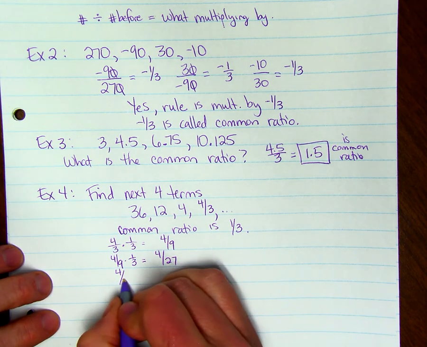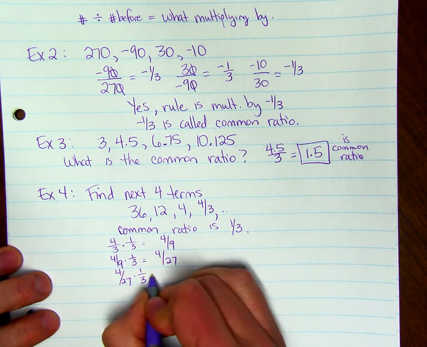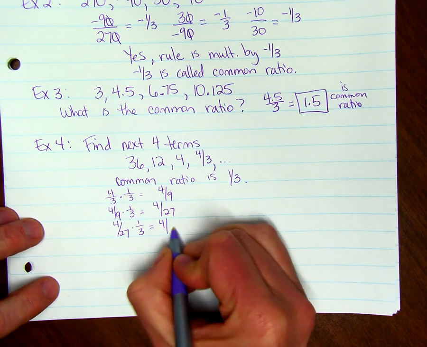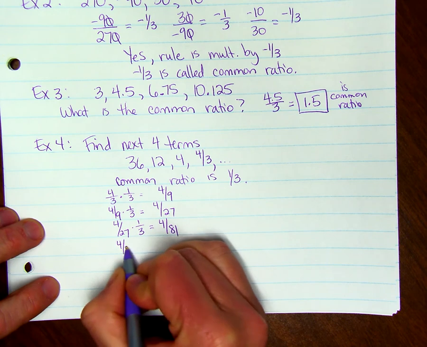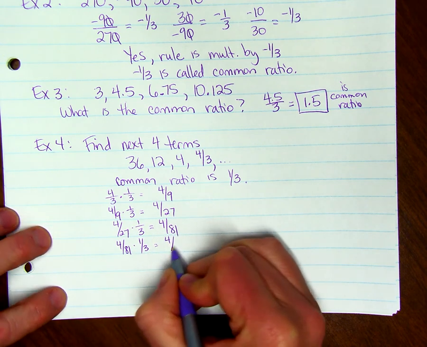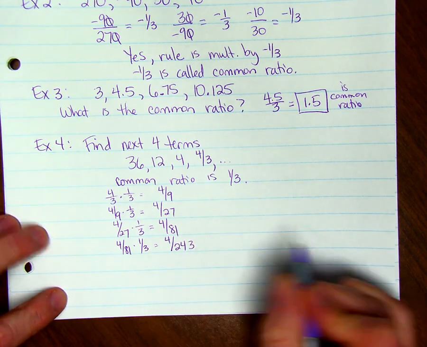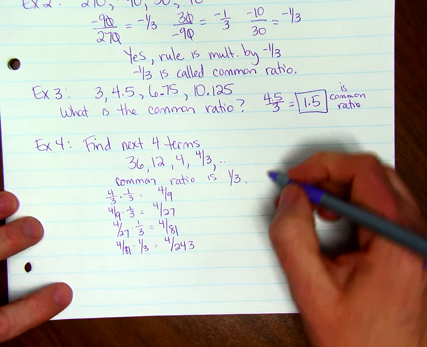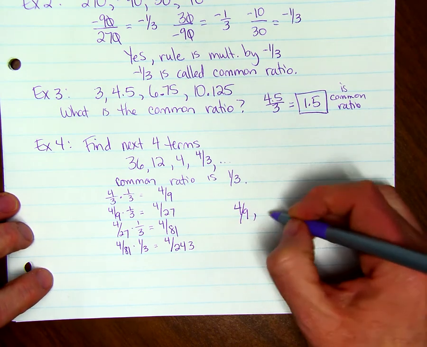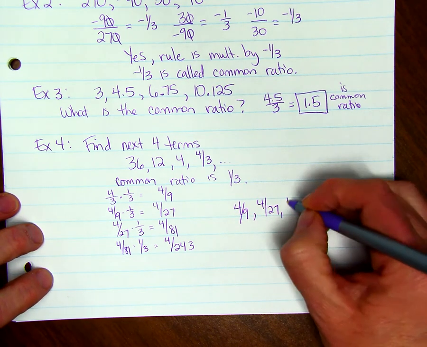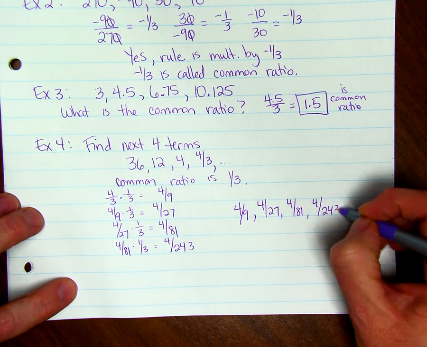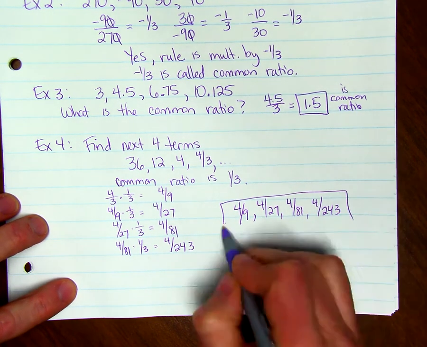Then we take 4/27 and times it by 1/3, and we get 4/81. Then we take 4/81 and times it by 1/3, and that's 4 divided by 243. So the next 4 terms are, we'll put our answer right here: 4/9, 4/27, 4/81, and then 4 divided by 243. That would be the answer.